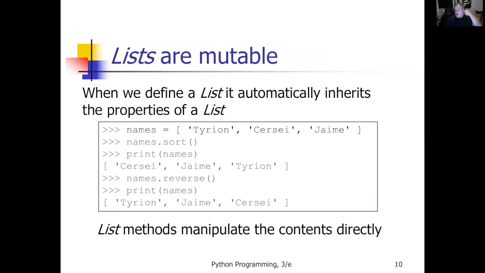Now lists are mutable. When we define a list, it inherits all the properties of a list. So names equal Tyrion, Cersei, Jaime, names.sort. When I print names, lo and behold, they've changed order. They're now alphabetical because the .sort method for a list sorts it alphabetically. names.reverse. And when I print it again, they're changed again. They're now in reverse alphabetical order. So list methods modify and manipulate the contents of the list directly in place because lists are mutable.